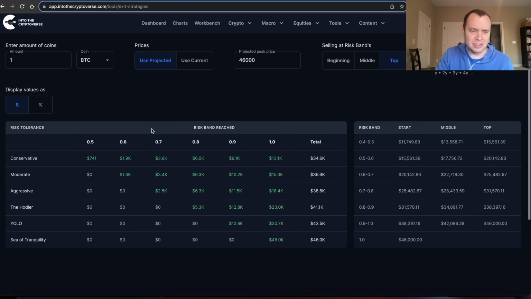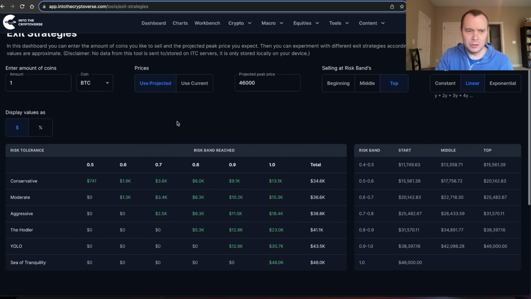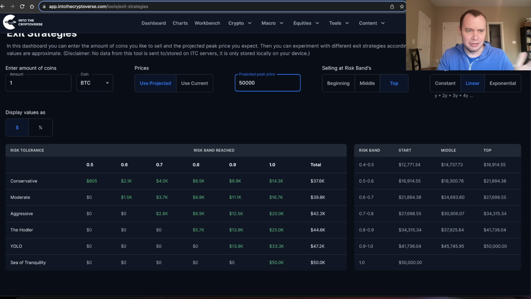And the way the exit strategy works is you essentially pick out a risk level to start selling at, whether it's 0.5 or 0.6 or 0.7 or 0.8 or 0.9 or 1. You can then say, all right, I think the projected peak of Bitcoin is going to be whatever, right? Let's just say 50 grand. I don't know. And then if it gets up to a certain risk level, then you might take some profits.